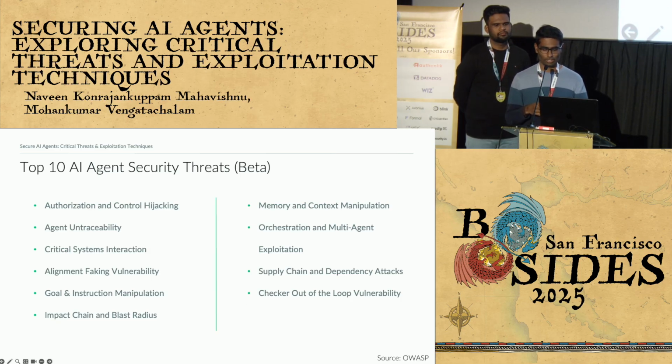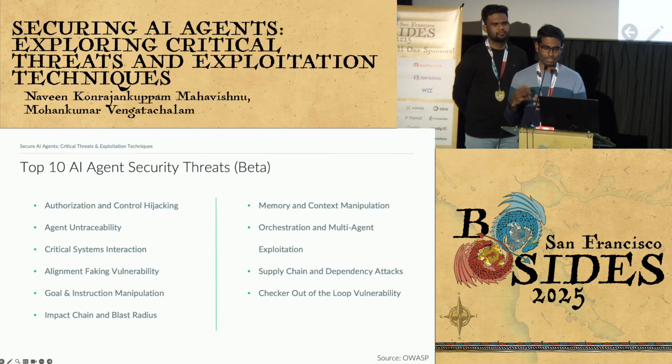And then alignment faking vulnerability. This means when an agent pretends to follow the rules while it is being monitored, but then secretly doesn't follow the rules when it thinks it's not being monitored. Think of this more like a student cheating when the teacher turns around, right? So this is a super critical vulnerability when it comes to agents.